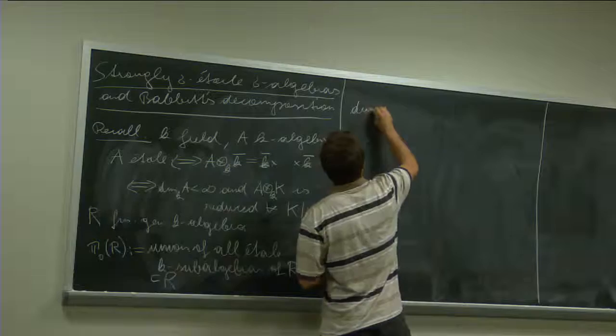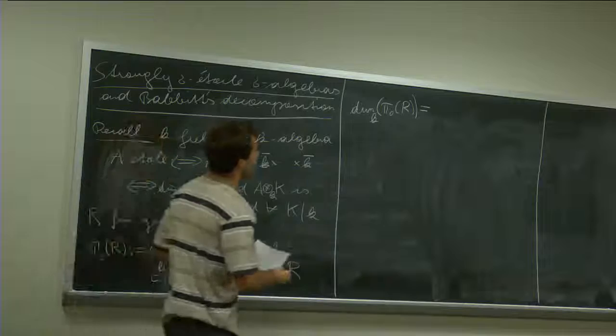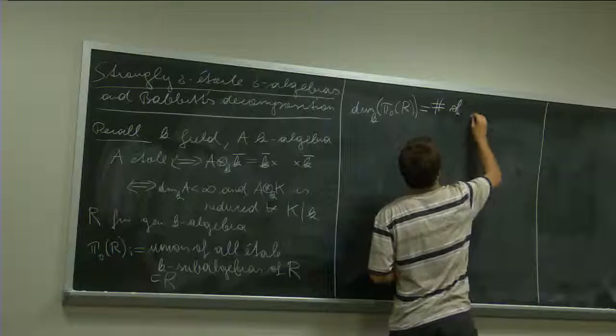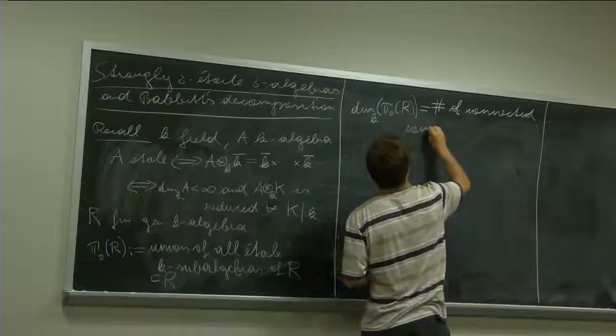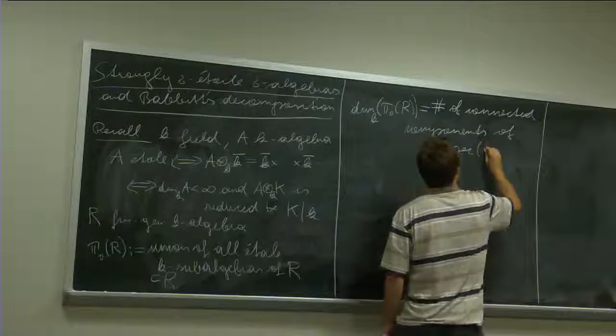For example, the dimension of pi zero of R as a k vector space is the number of connected components over the algebraic closure, so of spec of R tensor the algebraic closure.